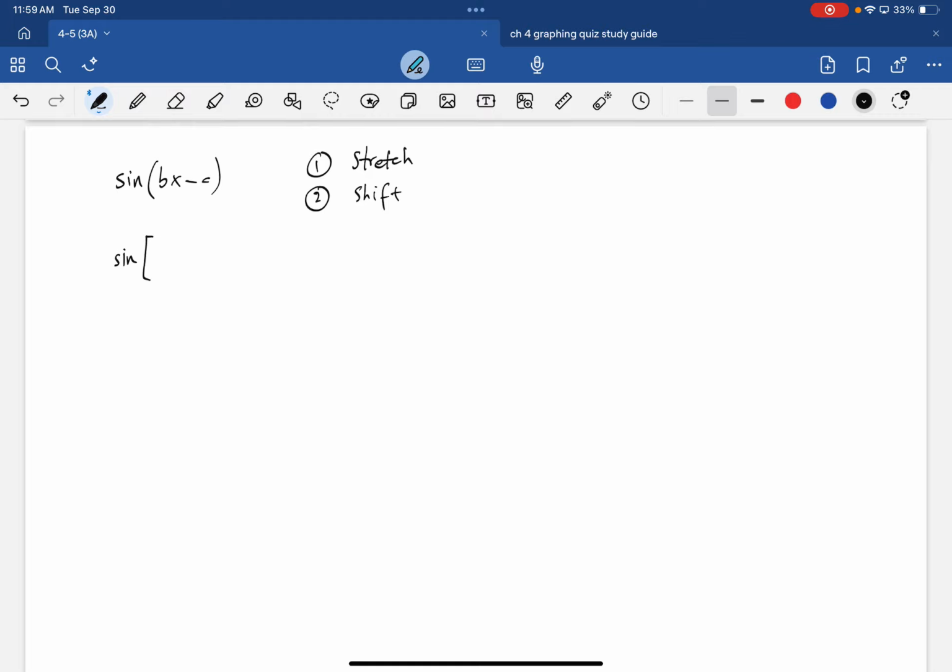And so to find the shift, you actually need to factor out the b term. So factor out the b from both terms, and you're going to be left with b times x minus c over b. And this actually would first correspond to a shrink by b, and then shift by c over b. Okay, that's why it's tricky. It's not a shift by c, but actually a shift by c over b. Okay, and the shrink comes first.